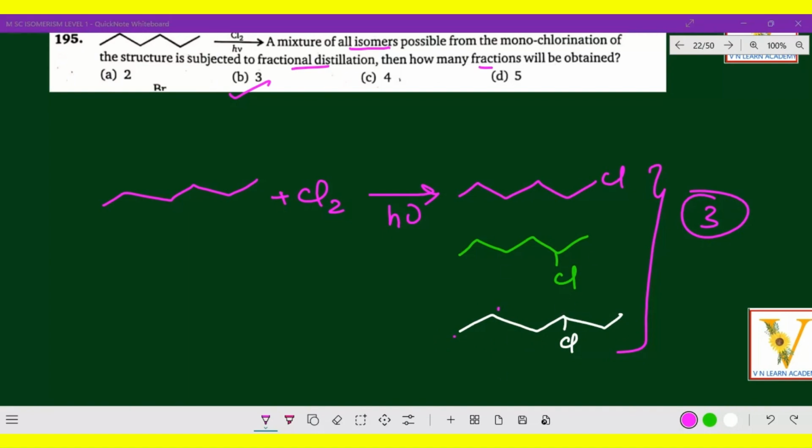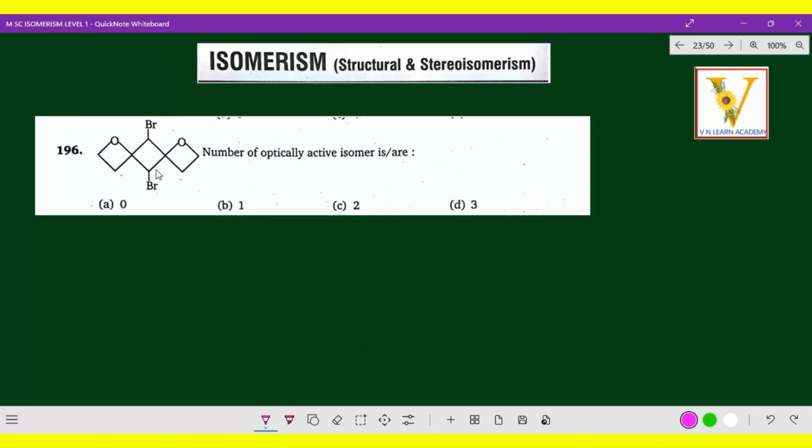Very simple and easiest question. The next question: as we observe this compound, the number of optically active isomers. As we observe here, when we cut over here, it's a symmetrical compound. Symmetrical compound means it's achiral, and a plane of symmetry (POS) is present. Planar, a POS is present.